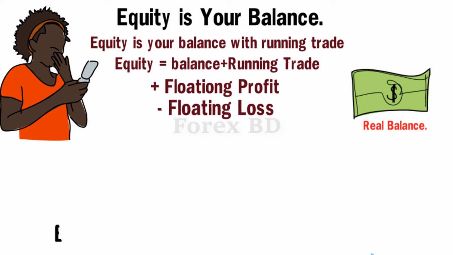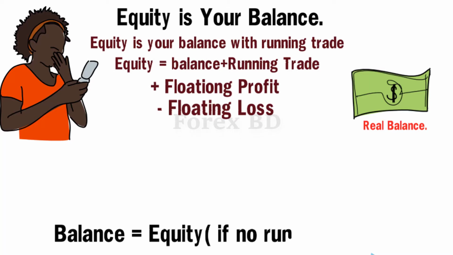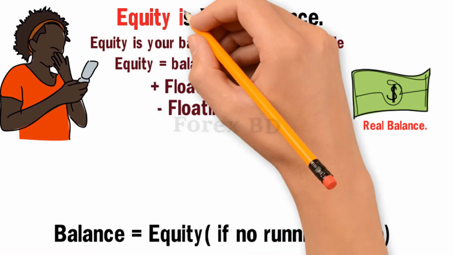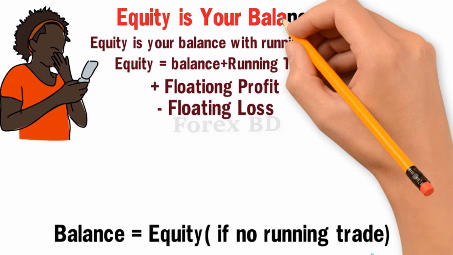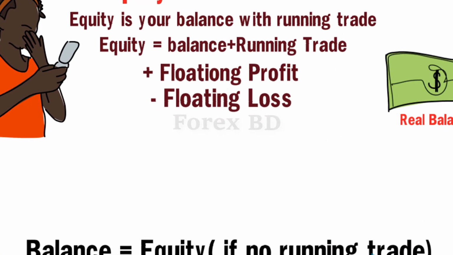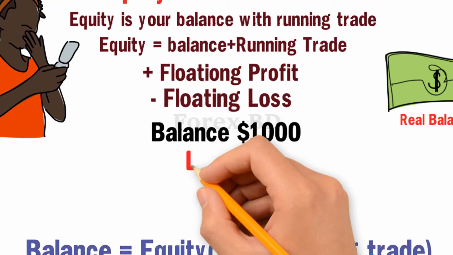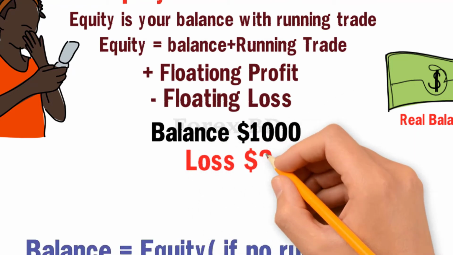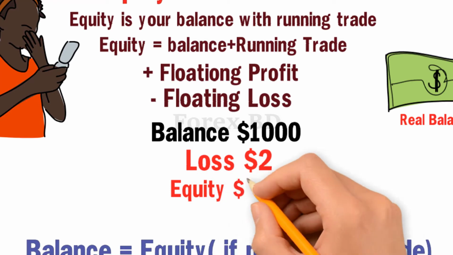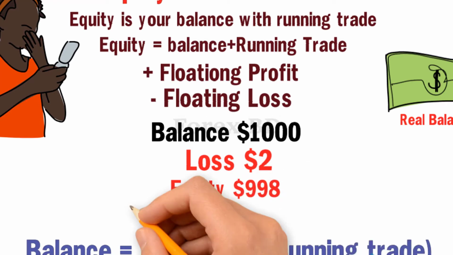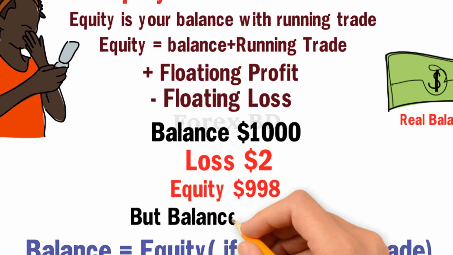That is, suppose you deposit $1,000 in a trading account. Since you have not entered any trades so far, your trading balance and equity will remain the same. If your account currently has no running entries, then your account balance and equity are equal. Suppose your account balance is $1,000. If you now take an entry, and if it shows $2 of loss, then your equity will show $998, but the balance will remain $1,000.